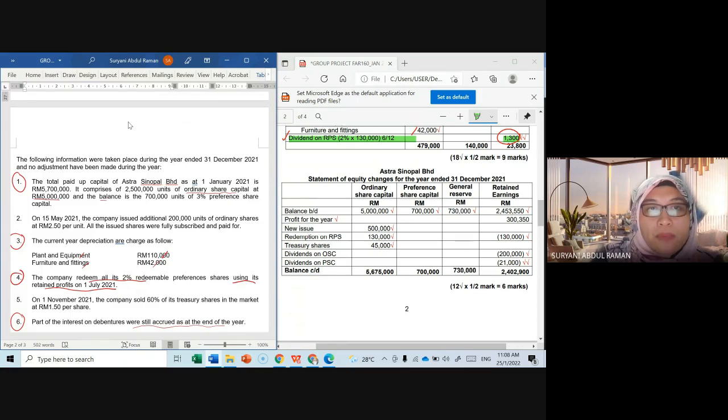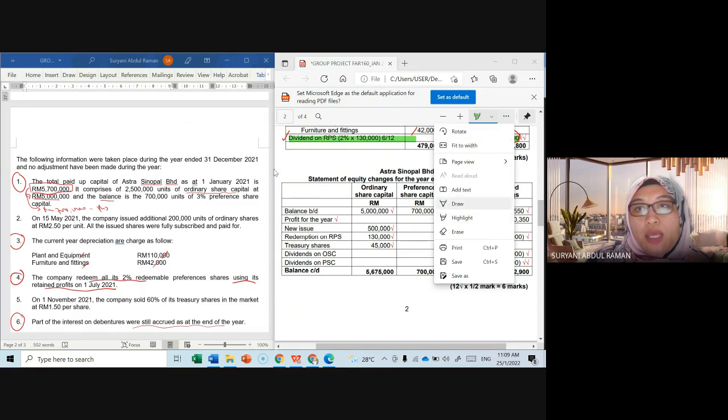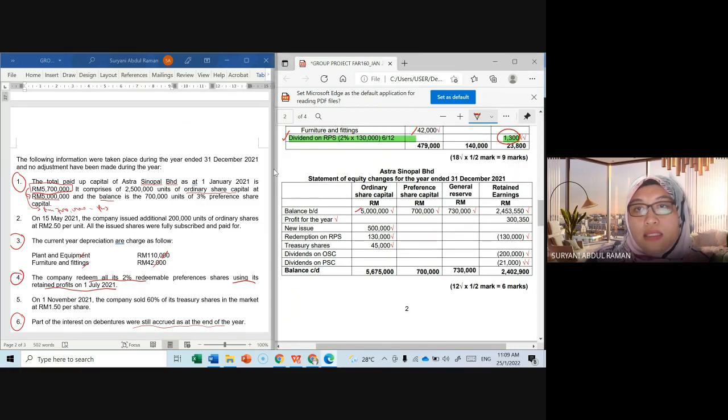So the balance is how much? This one is units. Okay, total how much? Total 5,700,000. So if 5 million is OSC, it means the other balance of 700,000 will belong to what? PSC. Okay, so you see here? Okay, we record OSC and PSC. So you break it down. Okay, this is settled.